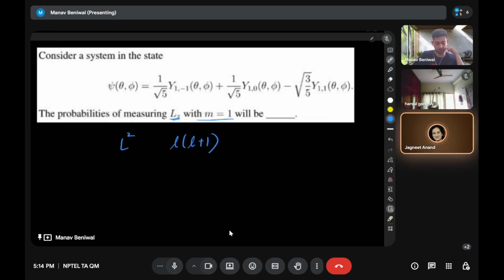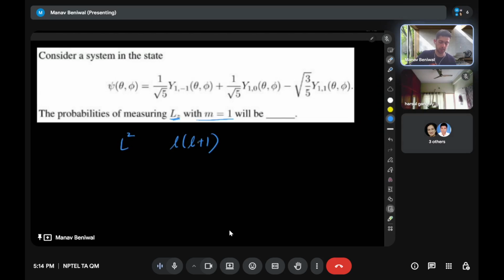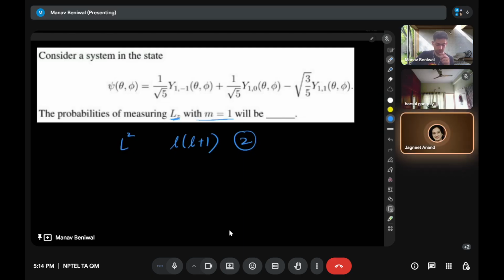So here, in case of L squared, L is 1, so this is simply 2. But the given is psi. Psi is a wave function. So from the wave function, how are we calculating the probability of the angular momentum z component?